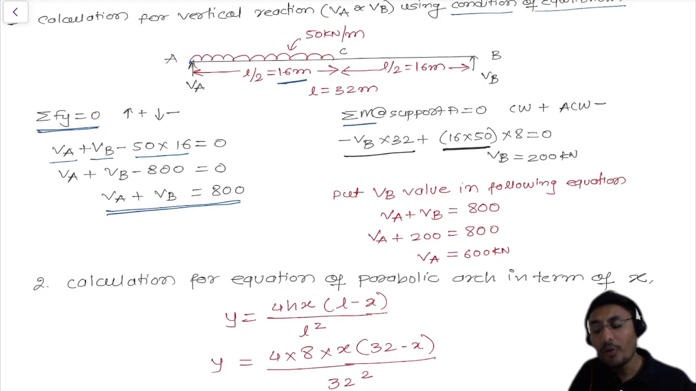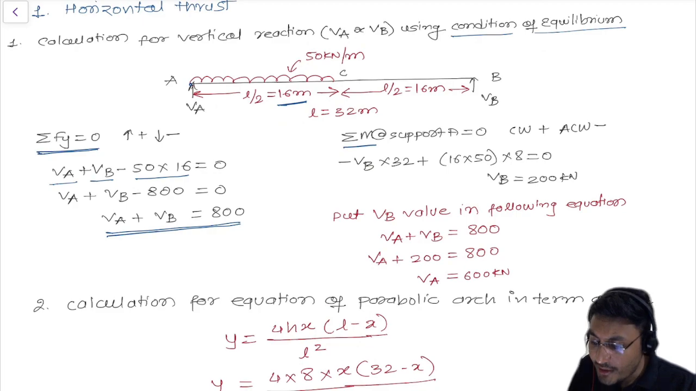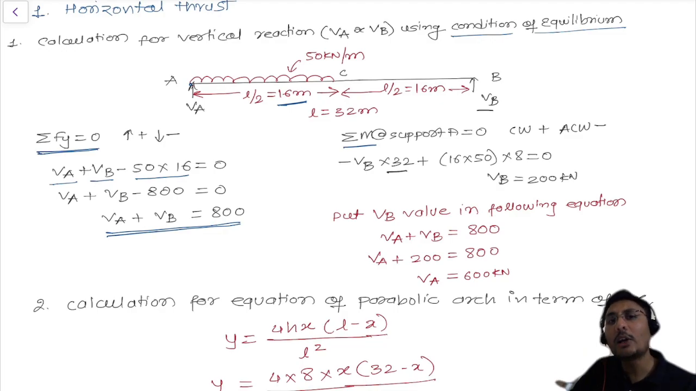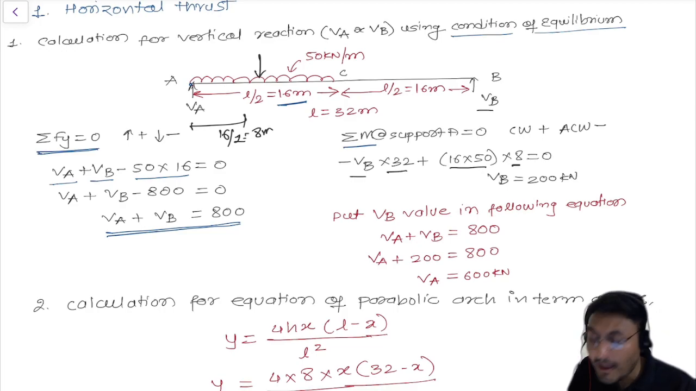Whenever we are doing this, it's very simple. I'll just give the calculation properly. We multiply the force with the distance, that is called moment, right? So minus VB, because it is moving anti-clockwise about support A. So minus VB into 32 plus 50 into 16. Why? Because we have converted into a point load, but now this load will act over here. So this distance becomes 16 divided by 2, which is 8 meters. That's why it is multiplied with 8.